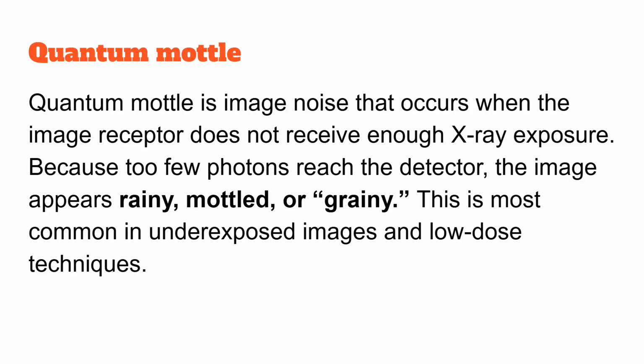This is image noise that occurs when the image receptor does not receive enough X-ray exposure because too few photons reach the detector. The image appears what we call grainy, mottled, or rainy. This is most common in underexposed images and low dose techniques.